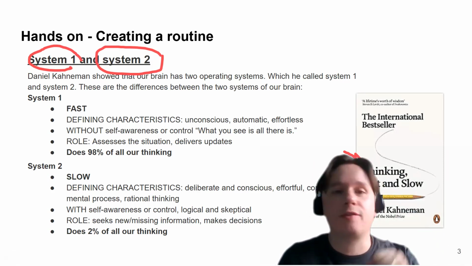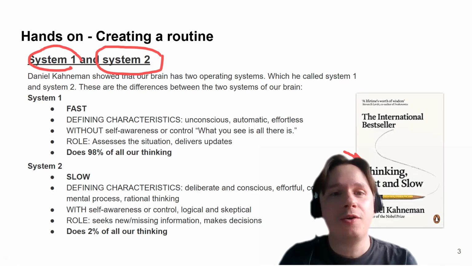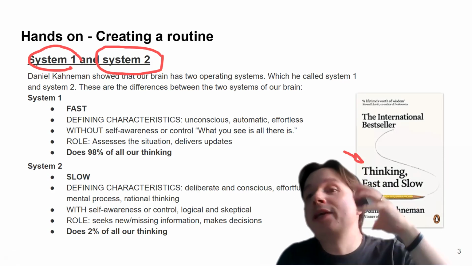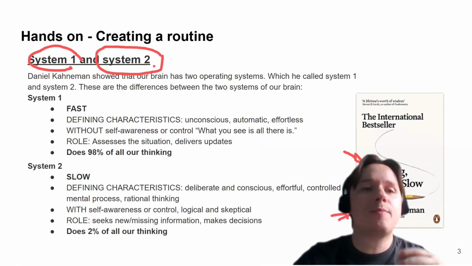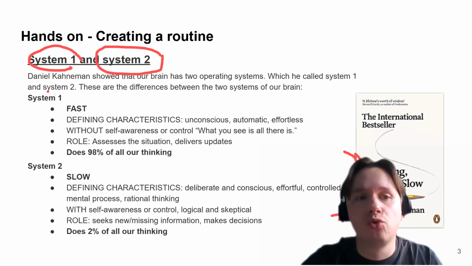Like if you are walking in the forest and you see a wolf, you cannot start reasoning about that. You need to react fast because that's what's important. And that's basically what System 1 and System 2 do.